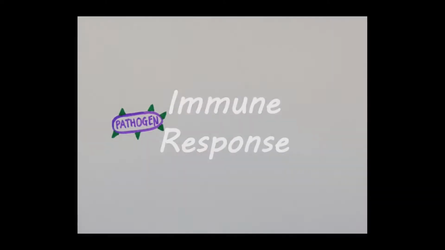But what happens when this first line of defence fails? That's when the immune system comes in, and we'll be learning about how it works in this video. If a pathogen gets past these barriers and enters the body, an immune response must be triggered.